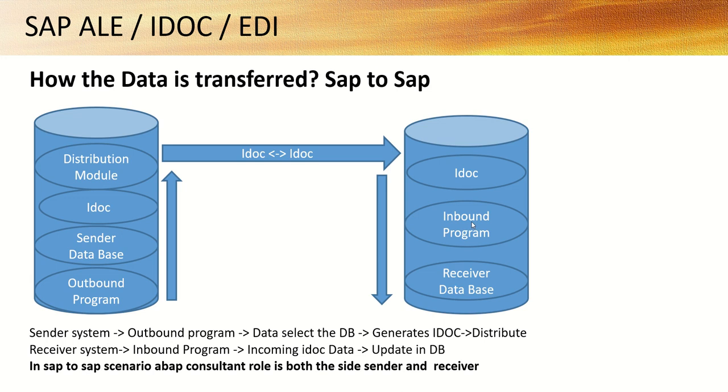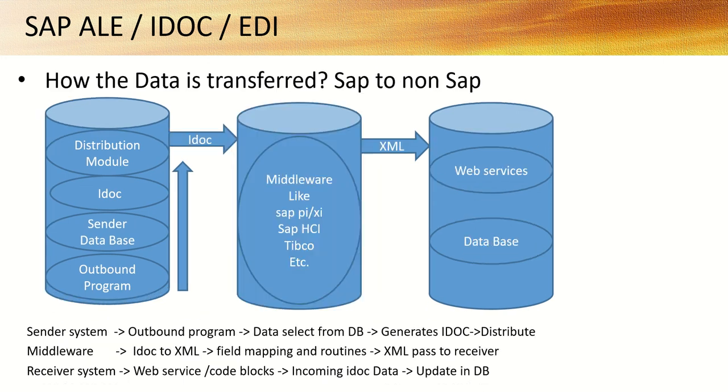Mostly it is BAPI or RFCs. The job of the inbound program is to receive the data in the IDoc format, process the data, and save it in the receiver database. This is the SAP to SAP scenario, where one ABAP consultant can do both the sender and the receiver side activity. Now consider the next one, the SAP to non-SAP scenario.